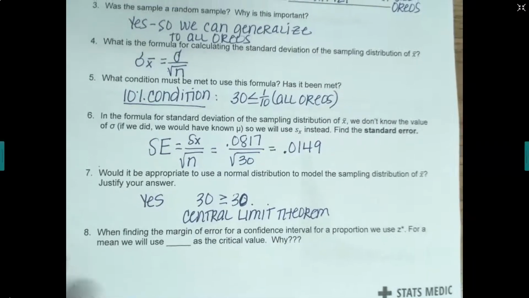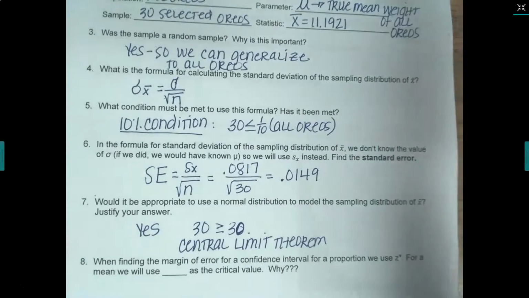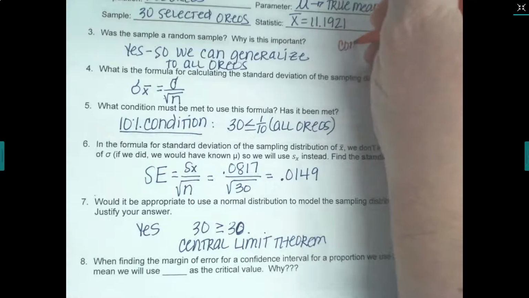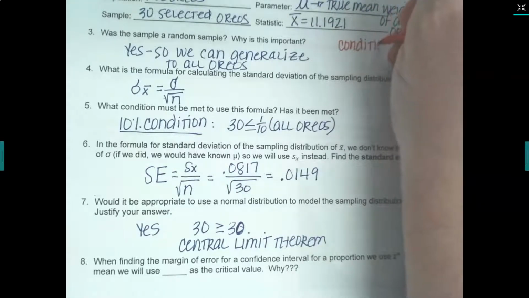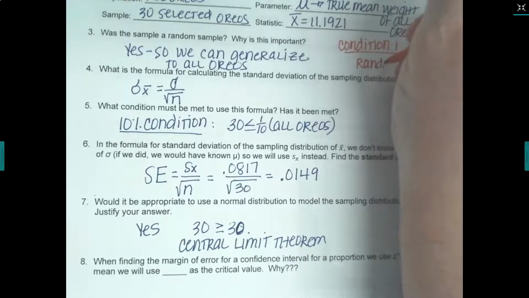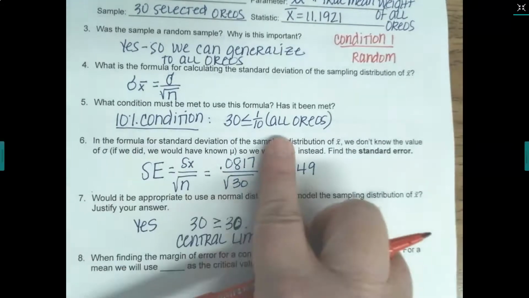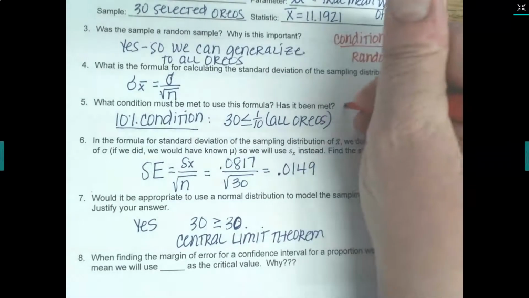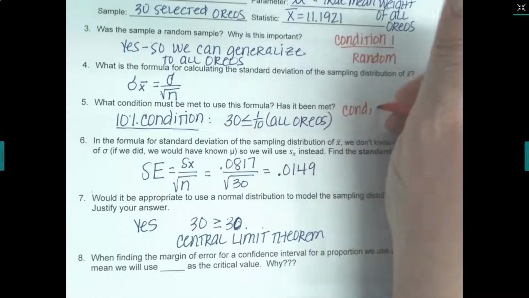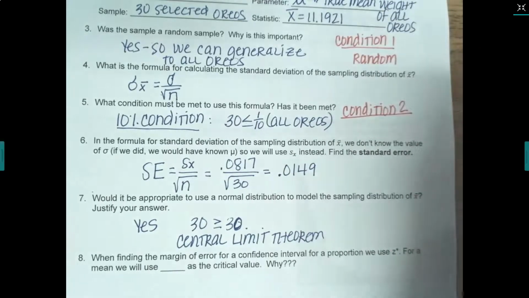Okay, so before we go on to number 8, let's go back and look at what we've got. So number 3, was this a random sample? It was, and that's our first condition that we should check. You have to have a random sample. Okay, and then we had our 10% condition. So just like before, we're going to continue to check our 10% condition when we're sampling without replacement.